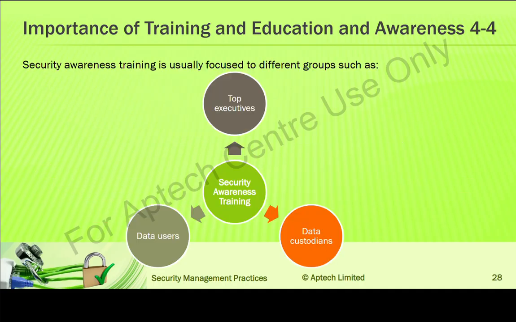And then security awareness training is usually focused on different groups such as top executives, data custodians, and data users. Those are the three angles. Top executives, data users, and data custodians. Those in charge of data, and then the users, those that are using the data, and top executives.